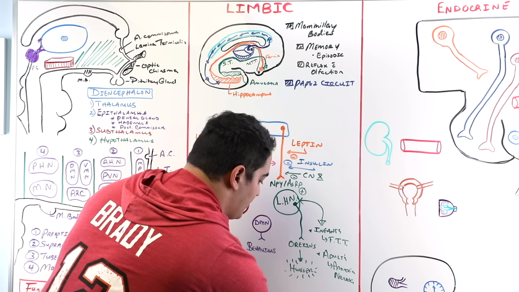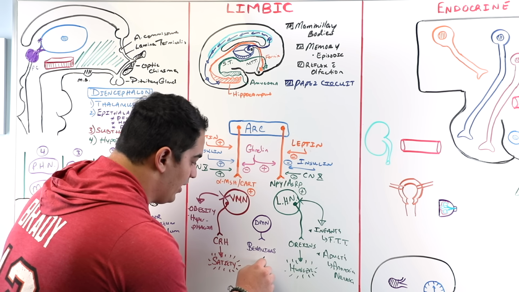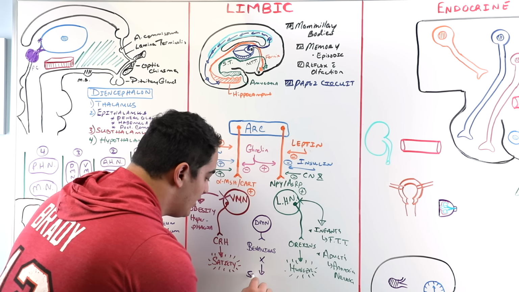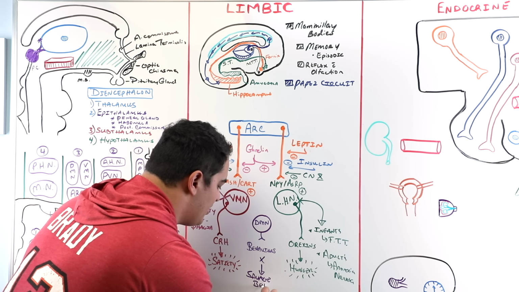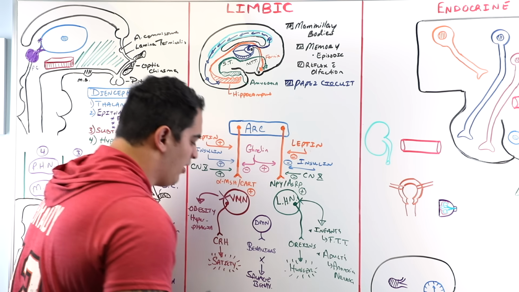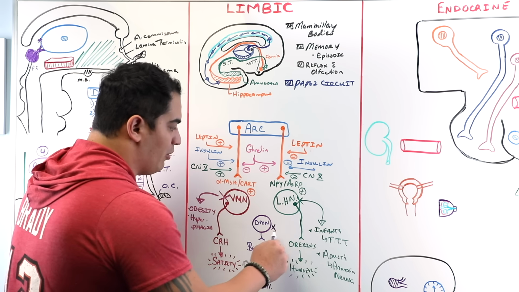Damage to the dorsal medial nucleus. This is responsible for certain types of behaviors. If you damage the dorsal medial nucleus, guess what this can lead to? Savage behaviors. And what does that mean? That means you're very cruel, you're very rude, you know? So it leads to a lot of savage behaviors whenever there's damage to the dorsal medial nucleus.